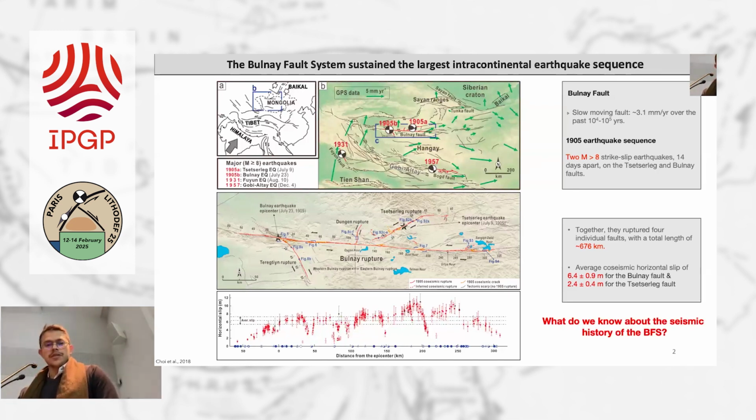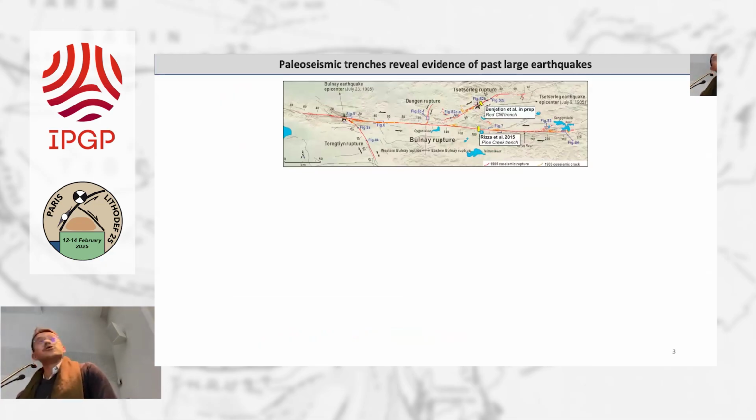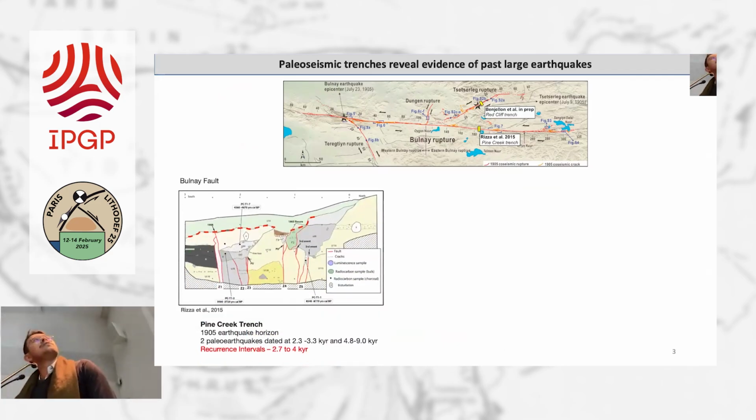What do we know about the seismic history? Well, paleoseismic investigations show that indeed those earthquakes repeat in time. In 2015, Magali and others excavated one trench here in the Bulnay fault. This is the interpretation of the trench, and here I highlight in red dashed line the earthquake horizon associated with the 1905 earthquake, and they identified 2 additional paleoearthquakes. They gave us a first recurrence interval of about 2.7 to 4,000 years for this fault.